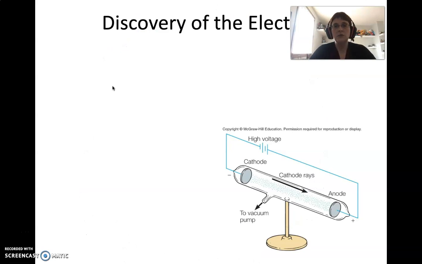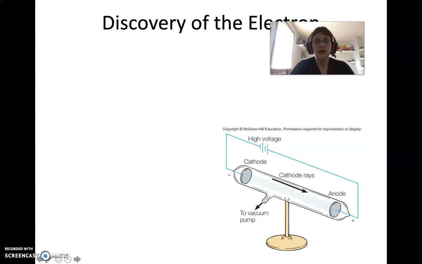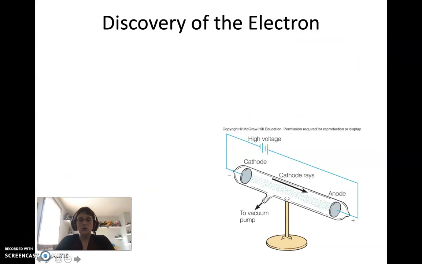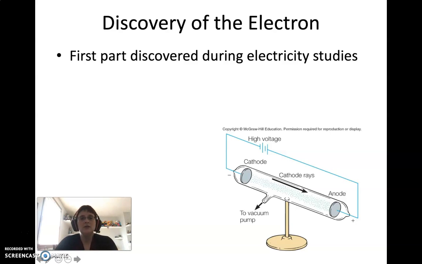First thing we want to look at is the different pieces and parts, and we're going to go through and talk about the discovery of the different parts of an atom as they were discovered. The first part of the atom that was discovered was actually the electron. It was discovered during studies of electricity.